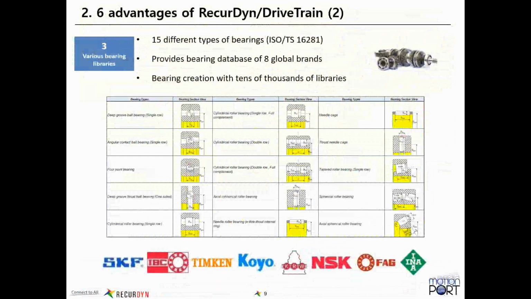Another advantage is that various bearing libraries can be used. And so in these libraries included are 15 different types of bearings. Bearing databases of 8 global brands are all included, and those brands are shown here at the bottom of the screen. So there's SKF, Koyo, Timken, and all these other ones as well. And essentially the bearing creation ultimately can be performed with tens of thousands of libraries.